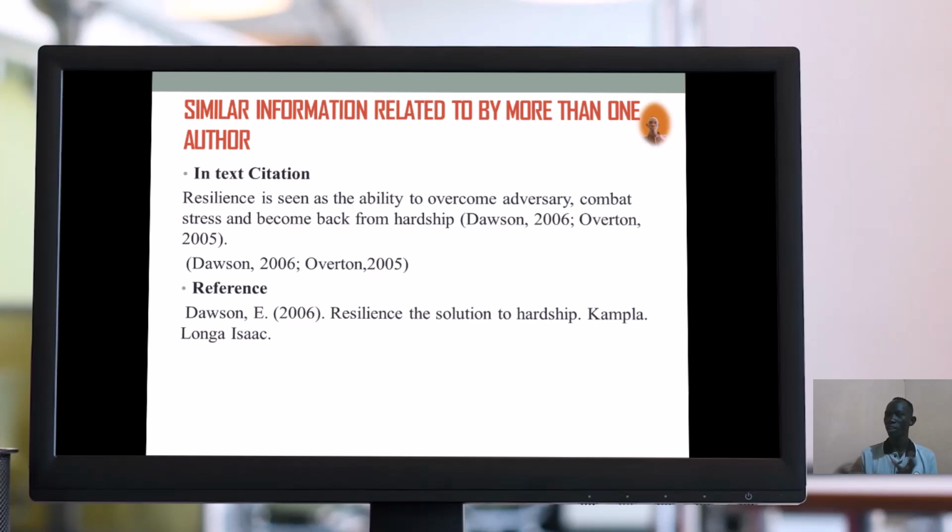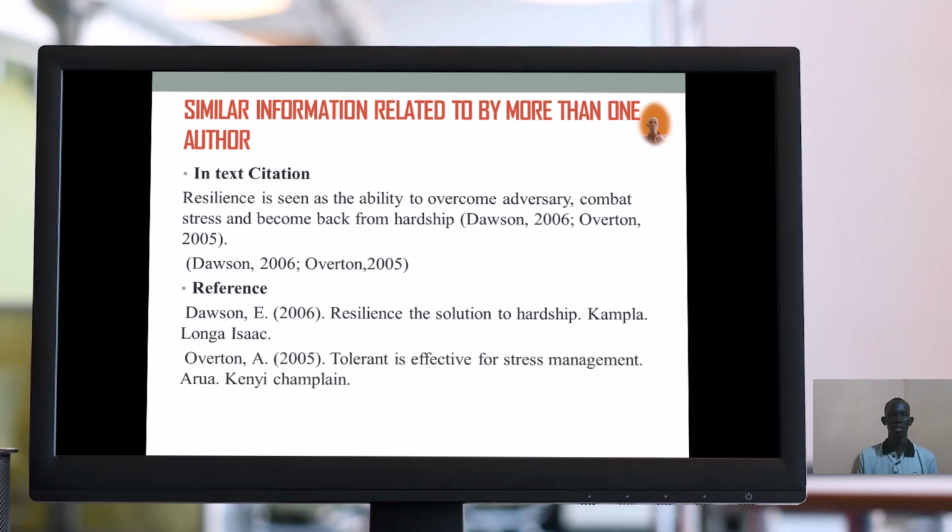We pick Dobson in the source name, put the year of publication, and the title of the book, which is Resilience, the Solution to Hardships, and then we put the place of publication, for example Kampala. Then we put the publisher also there.